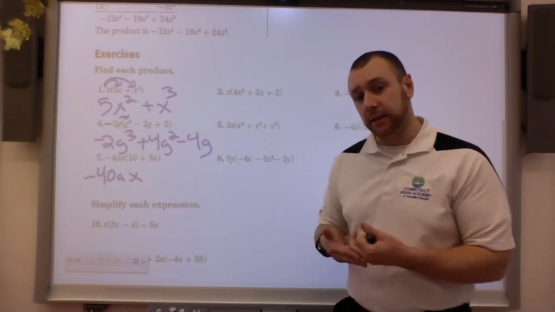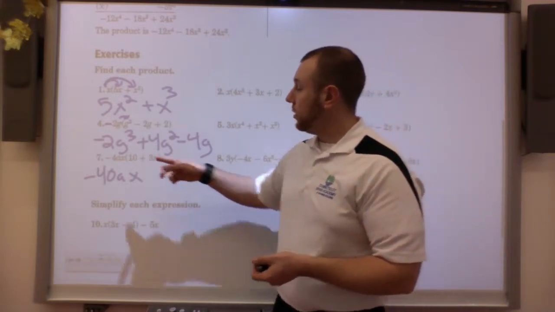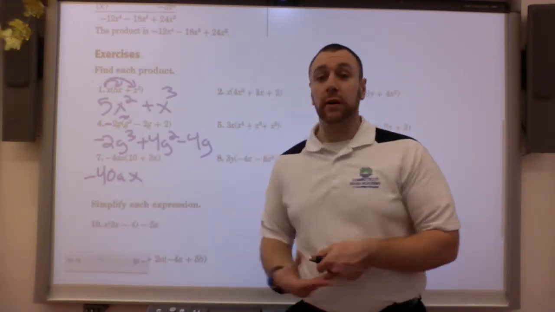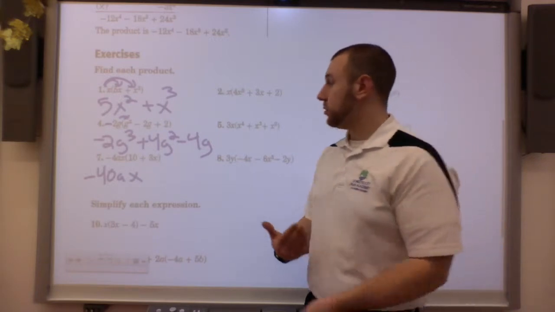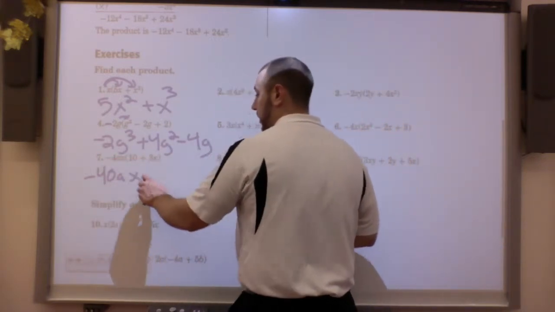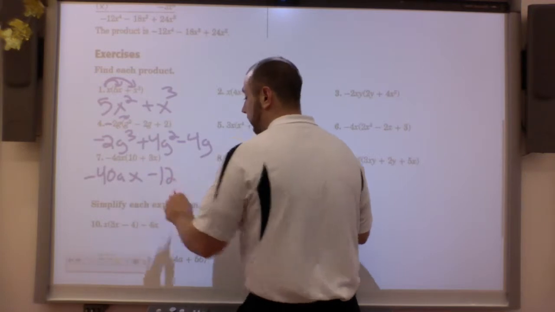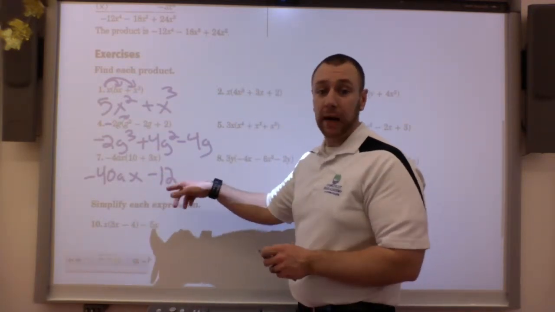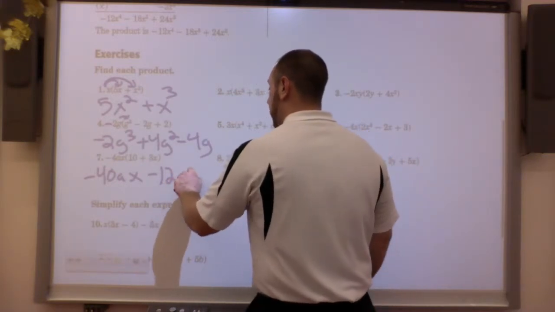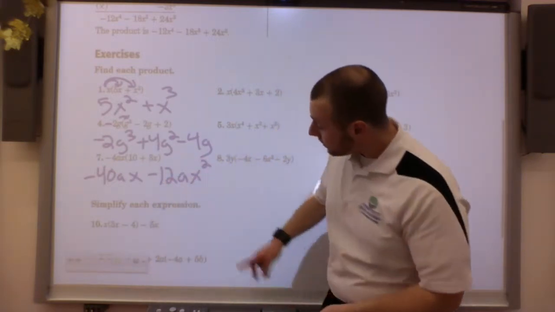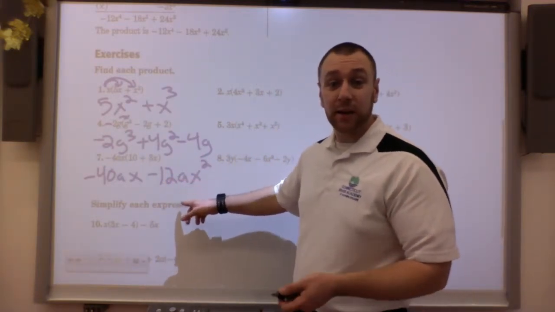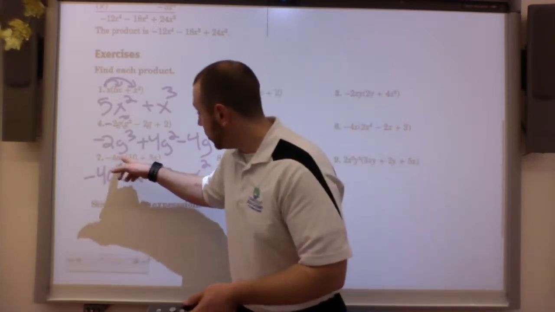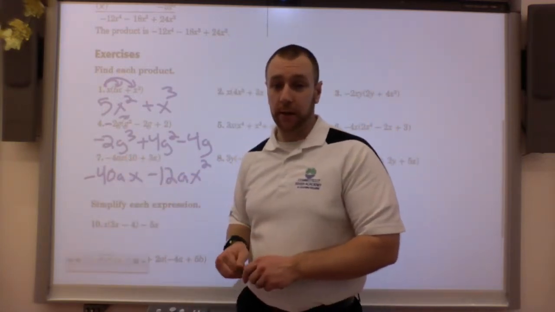Negative 4ax times a 3x. Now the x's are the same, so the x's become squared, but the a and the 4 don't. So I would just do negative 4 times 3, which is negative 12. Negative 12, oh, there's that minus sign again, negative 12 or minus 12 ax squared. That means the a is not squared, but the x is, because I see two x's when I multiply them together.